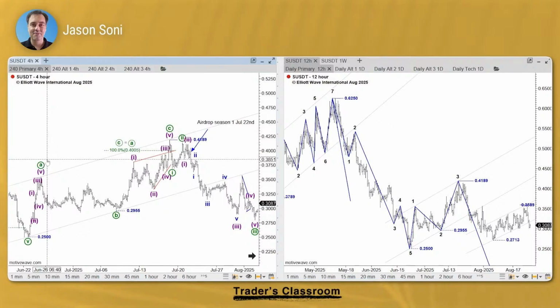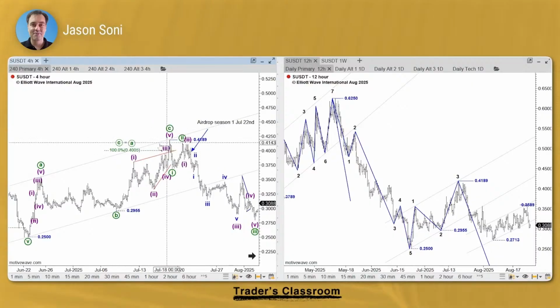more complex pattern, double zigzag. In this case, it's a more simple zigzag. So it's just a simple 535. Just pushed above the equality projection where C equals A. So that's a nice target area. And you can also see that it's got rejected at the upper boundary of the corrective price channel.